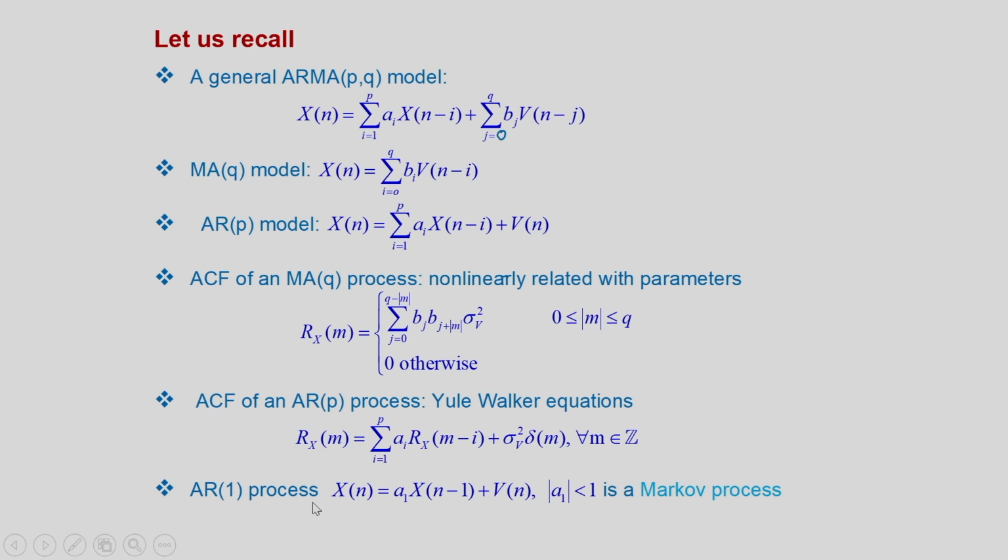Particularly we discussed the AR(1) process, x[n] is equal to a1 into x[n minus 1] plus v[n], where mod of a1 is less than 1. This is required for stationarity of the signal, and we have seen that this AR(1) process is a Markov process.